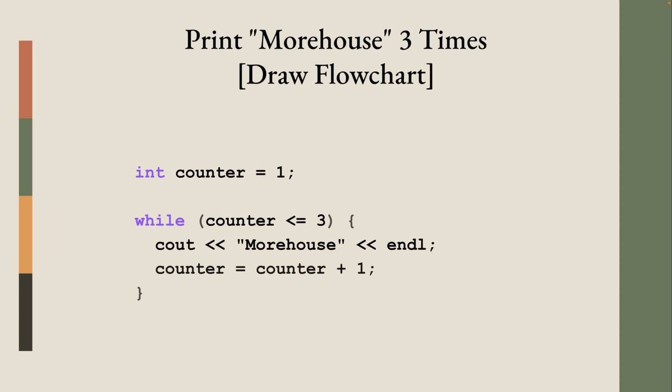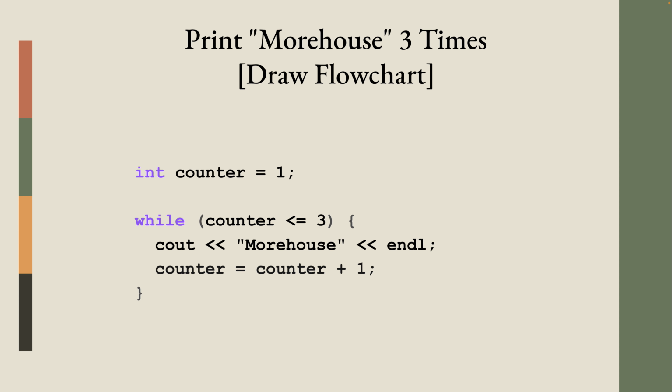Yeah, so we'll just set counter to 1, and then the code comes down. We have our diamond, and what goes in the diamond? Less than or equal to 3. Yep. Counter is less than or equal to 3. And then this will either be true or false.